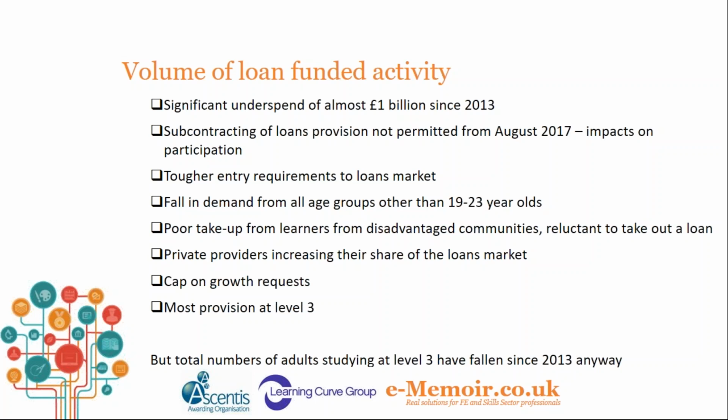However, one point to note, not looking at loan funded activity: if you look at the level three entitlements and co-funded activity, the number of adults has fallen at level three since 2013 anyway. So that would not necessarily be a consequence of loans. It was going to happen in the market anywhere. So I think it's creating all kinds of issues and problems.